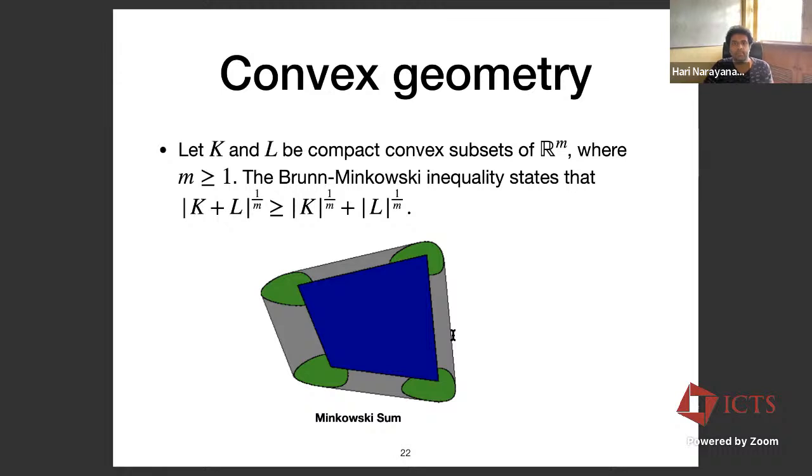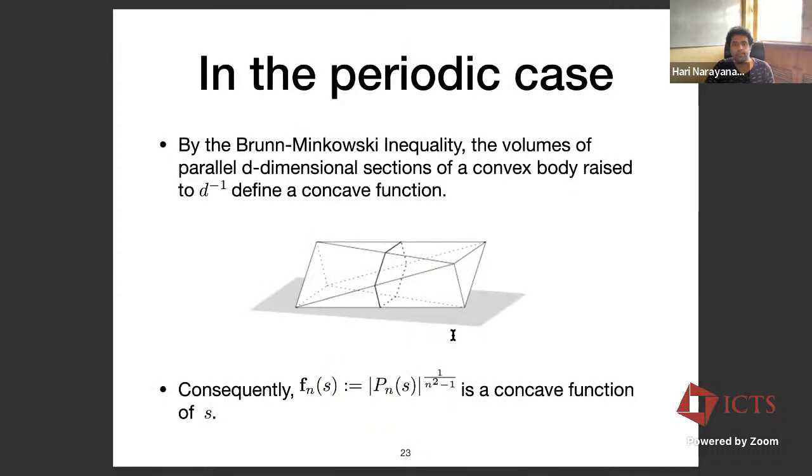And so this is the Brunn-Minkowski inequality, which I think many of you may have seen. The Brunn-Minkowski inequality allows us to say that Pn of s is a concave function as a function of s. So Pn of s raised to 1 by n squared minus 1 is a concave function as a function of s.